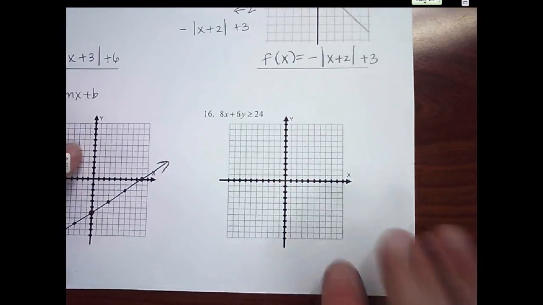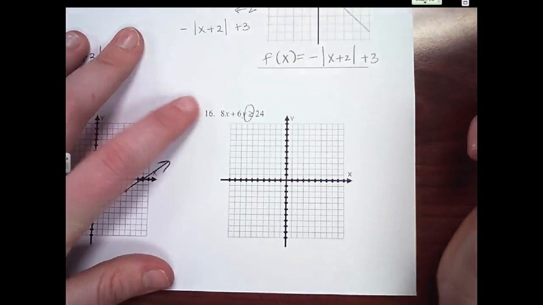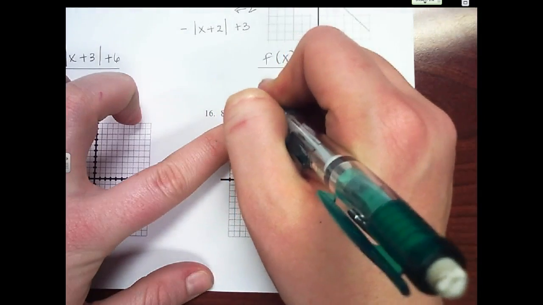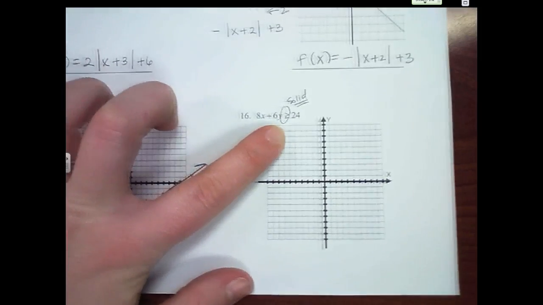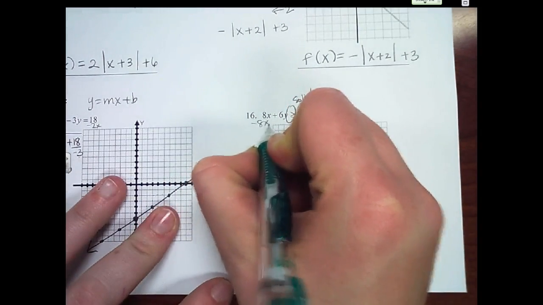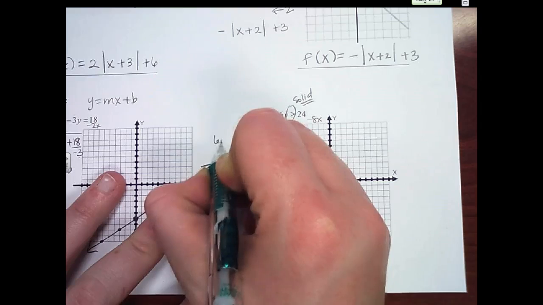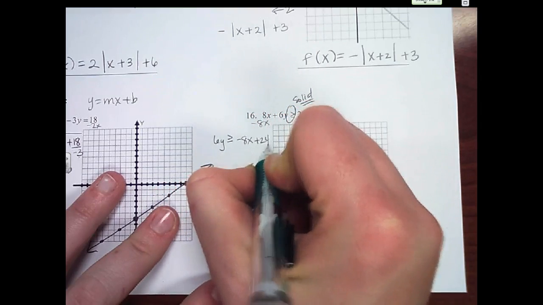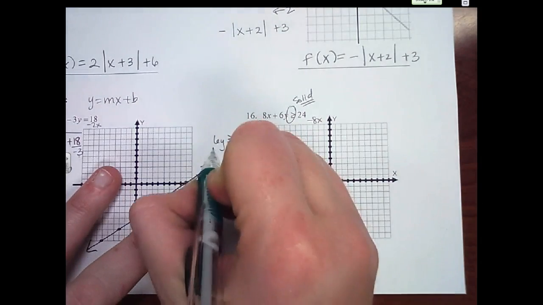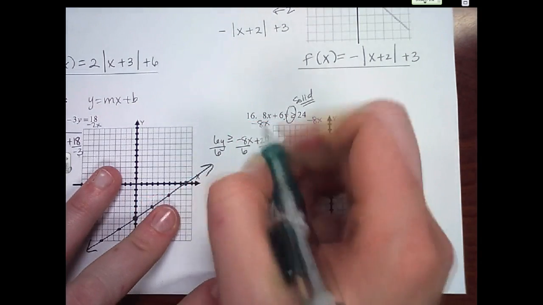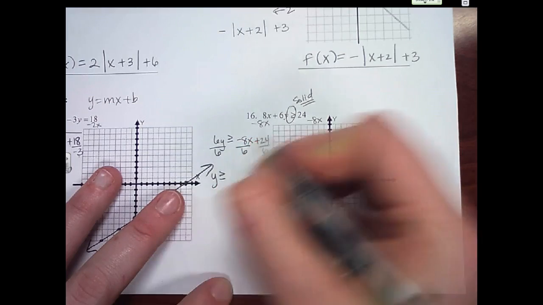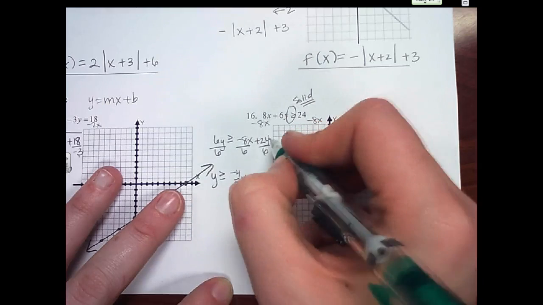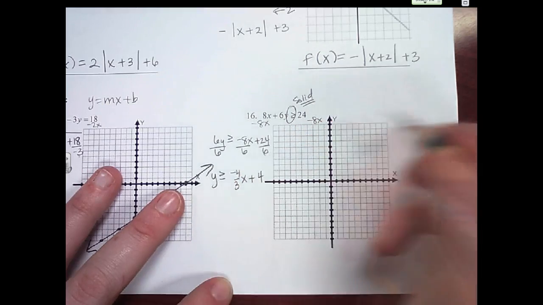Okay, number 16. First thing I notice is I have an inequality. Because it has the equal sign underneath it, it's going to be a solid line. Alright, so let's get y by itself. I'm going to subtract 8x from both sides. So 6y is greater than or equal to negative 8x plus 24. Everything gets divided by 6. So y is greater than or equal to negative 4/3 x plus 24 divided by 6, which is 4.